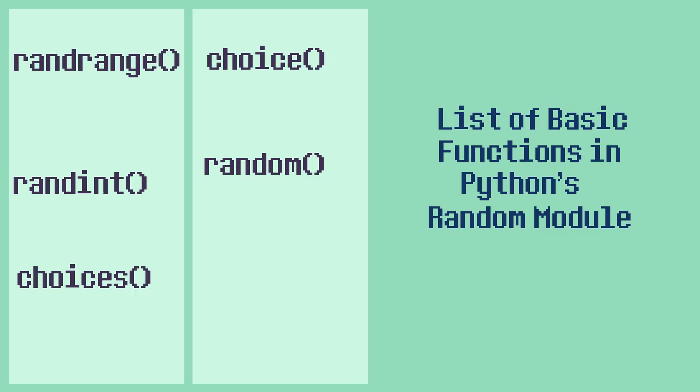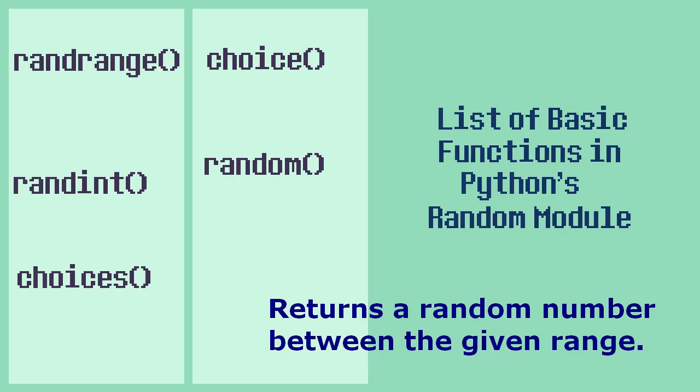There are 5 subfunctions in this module: randRange, randInt, choice, choices, and random functions. First we'll be looking at the randRange function. This function returns a random number between the given range.